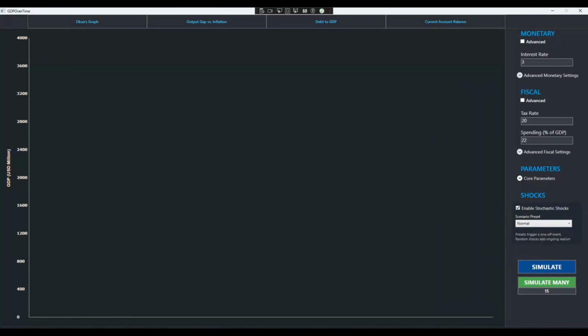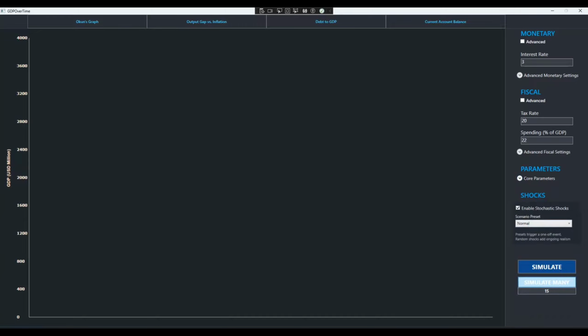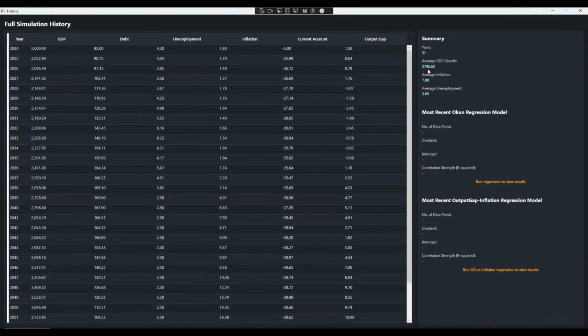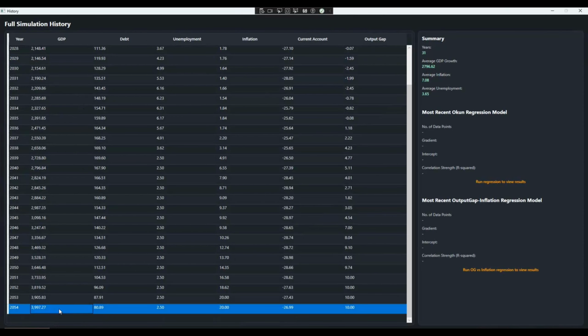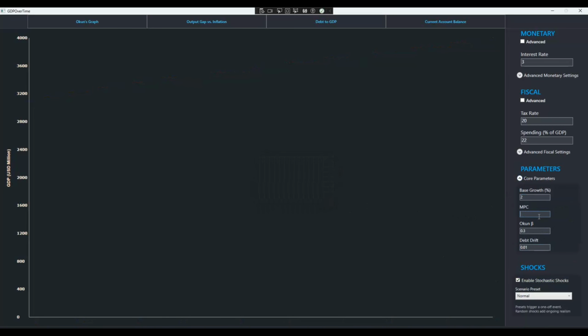So with the stochastic shocks enabled, we can test out with the 0.6 MPC first of all, and we can observe GDP. So simulating 30 years we will do. And viewing analysis, we can see an average GDP growth of 2.796 over that period. And we can see a starting value of 2052 and an ending value of near 4,000. Increasing MPC should increase these values and the overall average GDP growth.